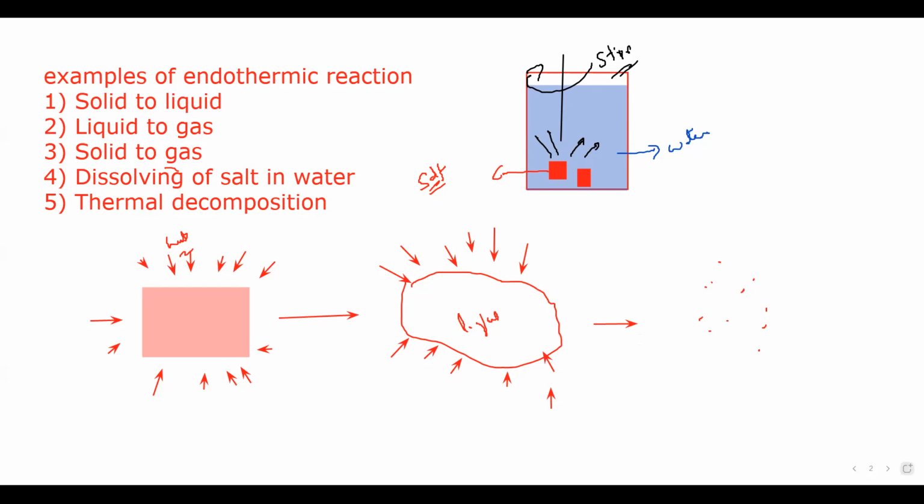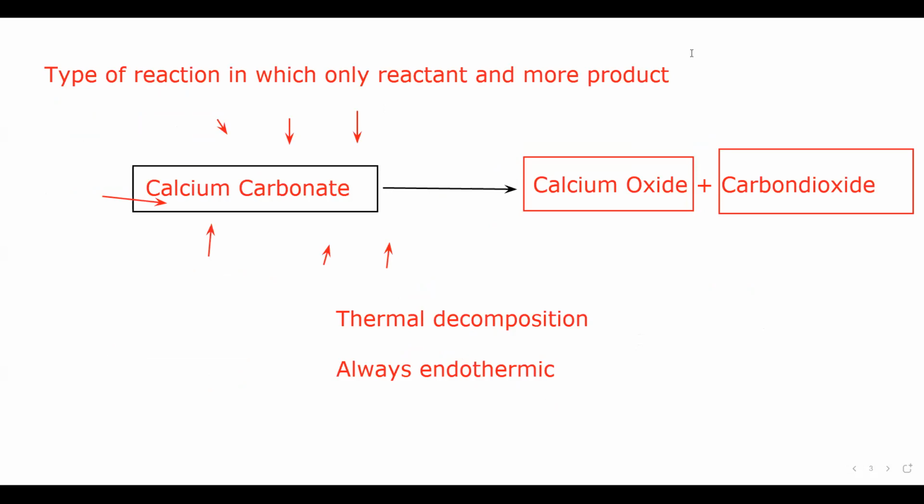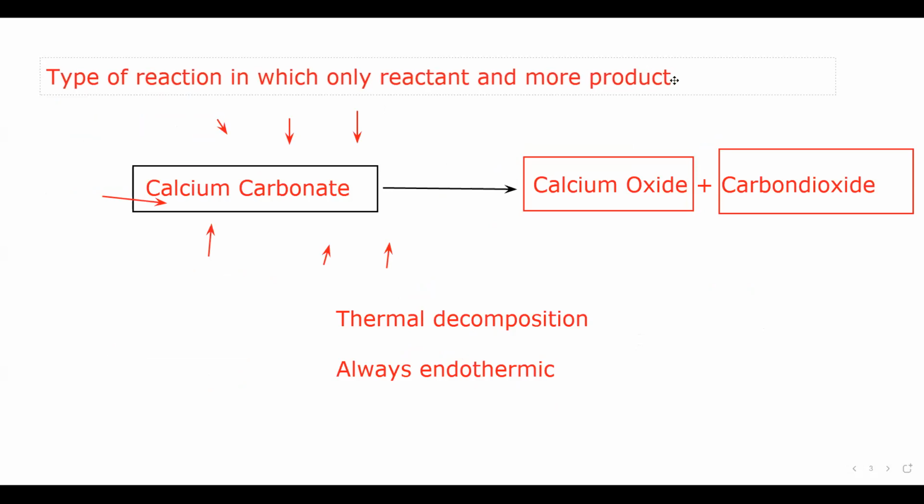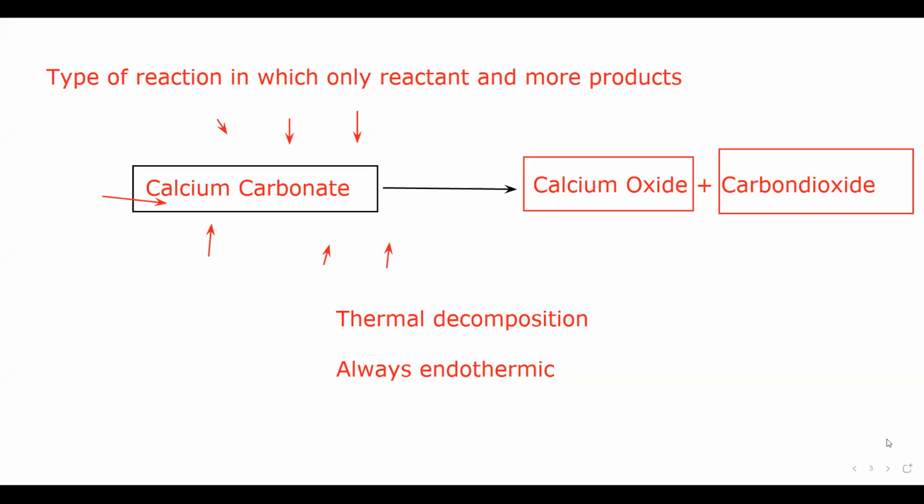And thermal decomposition means whenever we have one reactant and more products, we call this type of reaction thermal decomposition, and it is always endothermic. Is it clear? The examples of endothermic reactions, anyone having a doubt? Then examples of exothermic reactions.